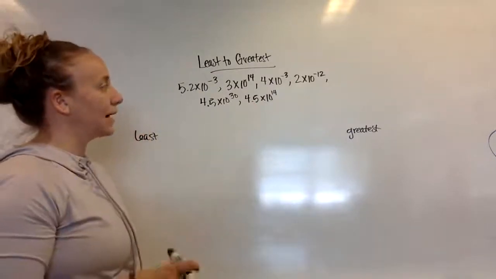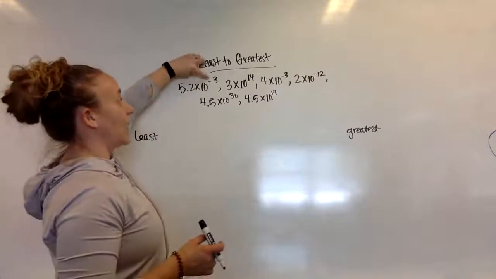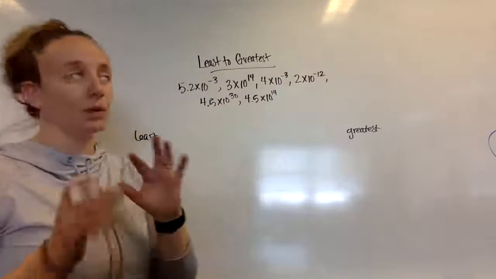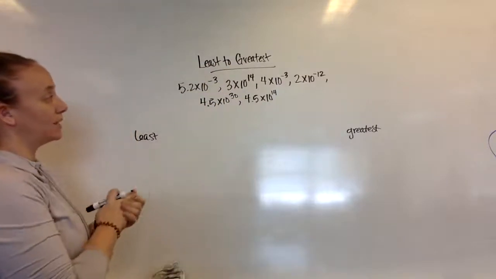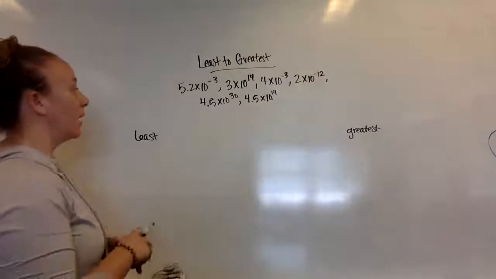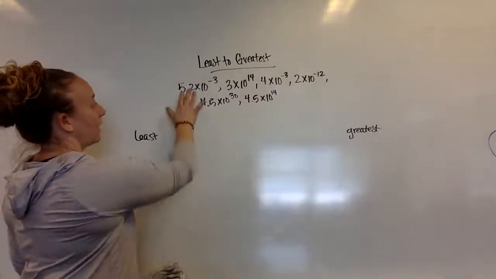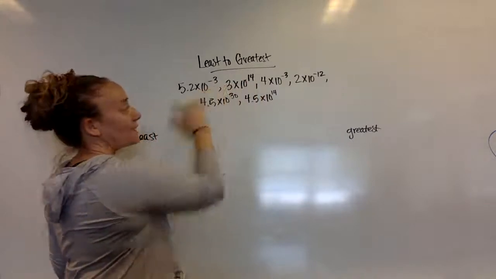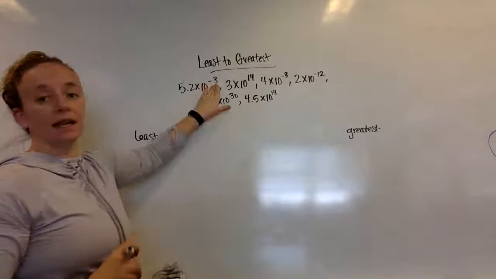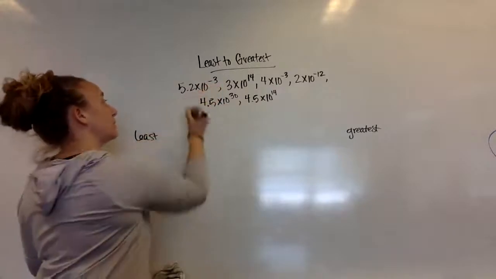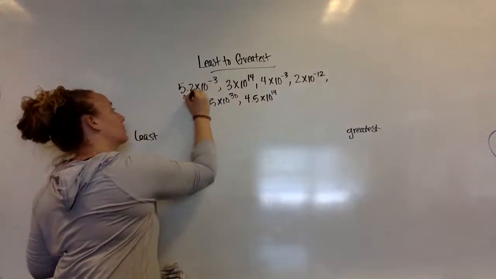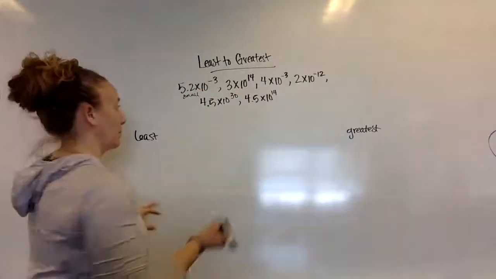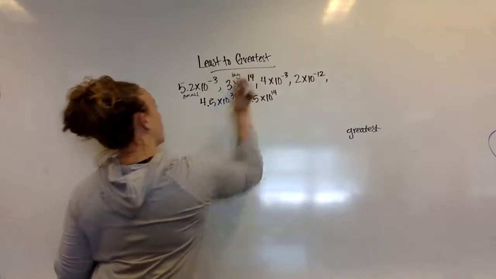But we also need to look at these exponents on the tens more carefully. We need to look at those more than the numbers up front. So if I look at 5.2 times 10 to the negative third and 3 times 10 to the 14th, these are vastly different numbers. 10 to the negative third means this is a very small number, so that's tiny. Whereas 3 times 10 to the 14th is a very big number. So this is a large number.